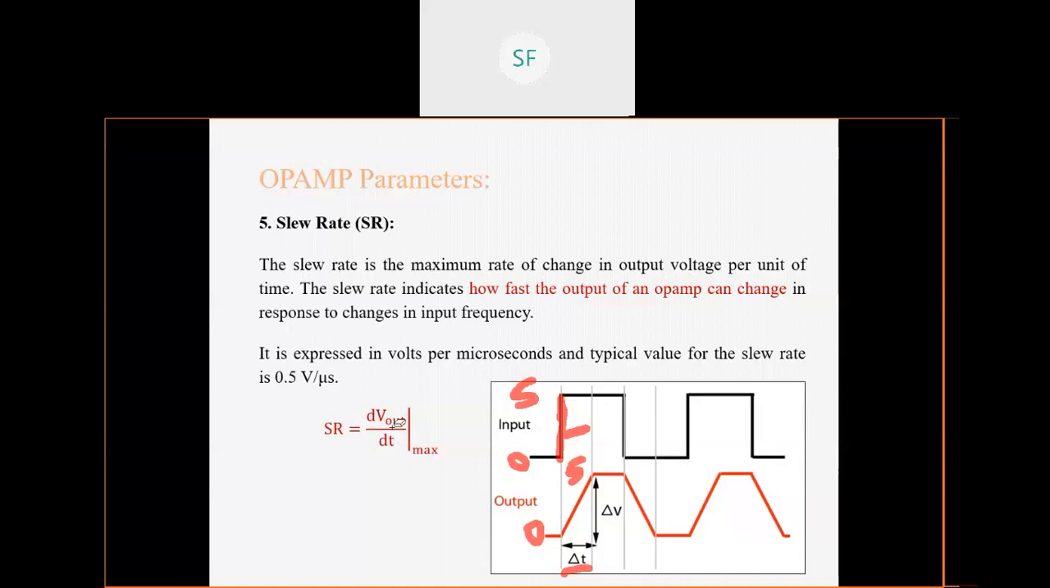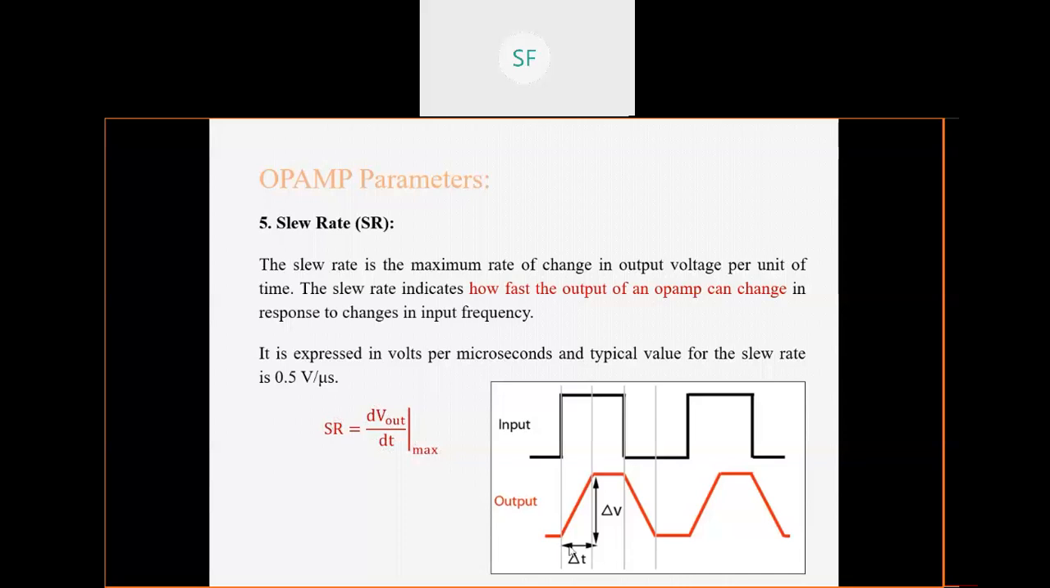All right. So hence, ideally we want this particular time delay, that is delta t, to be as minimum as possible. Now this is the slew rate formula: slew rate is nothing but d/dt of v out. d/dt is nothing but the rate of change, but this rate of change of v out should be maximum. This is just a formula.